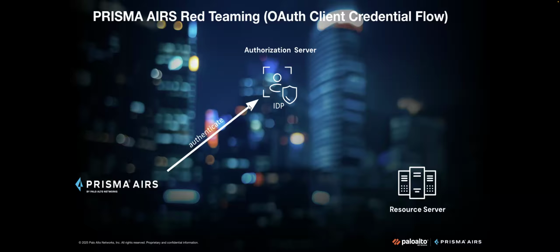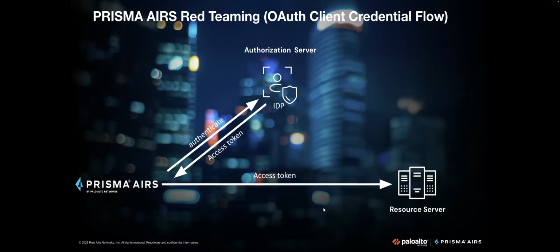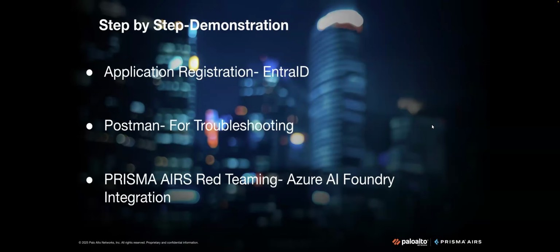We will authenticate to the authorization server. We will get a short-lived access token. The same access token will be forwarded to the resource server, and then it's going to check, hey, whether the token is valid or not. And once everything goes through, this is how this entire access pattern is going to look. In terms of the demonstration, this is what we are going to see.